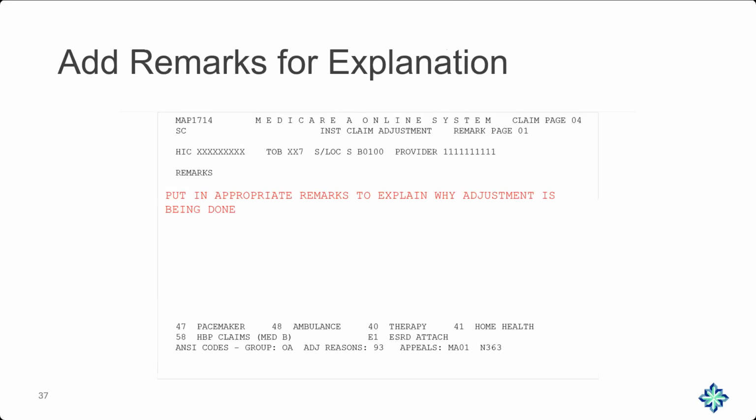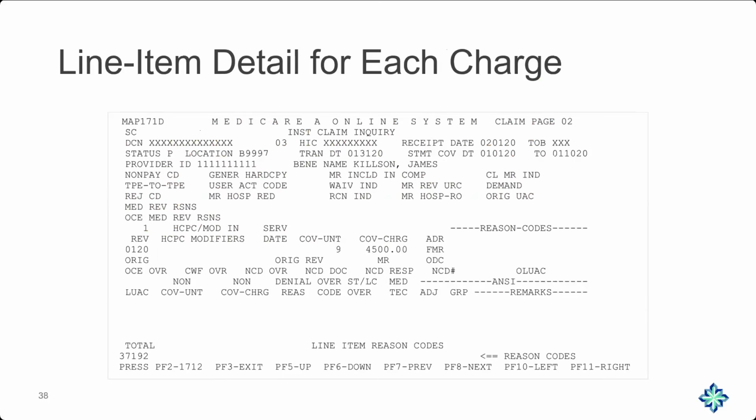How do you know? The tape to tape field that we looked at earlier. That tape to tape field can be seen on the line item detail of your claim, page 2, which is map 171D. We didn't talk about it in this course yet, but every screen within DDE has a name, a map number. So this is claim page 4. The name is 1714. The detail screen is 171D.